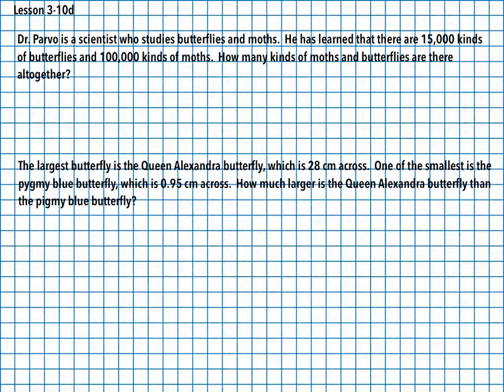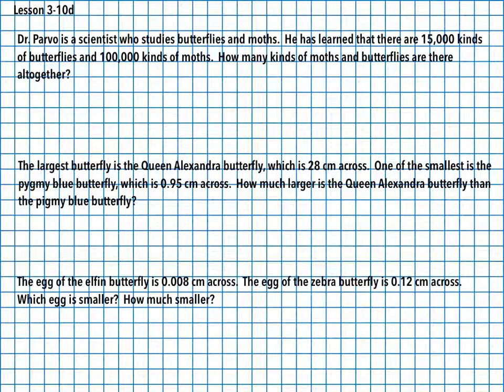Problem number 2 is the largest butterfly is the Queen Alexandra butterfly, which is 28 centimeters across, and I'm guessing that's across the wingspan. One of the smallest is the pygmy blue butterfly, which is 9,500 centimeters across. How much larger is the Queen Alexandra butterfly than the pygmy blue butterfly?